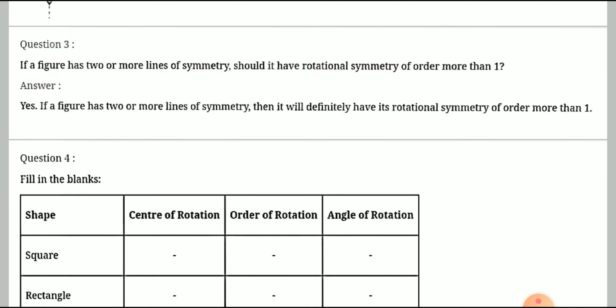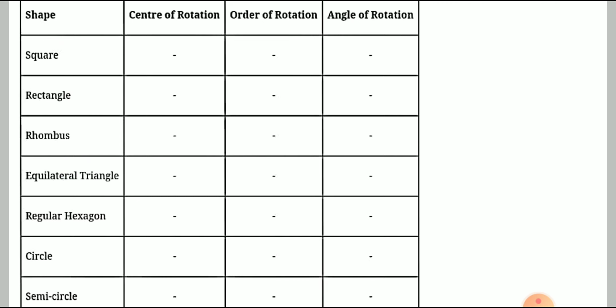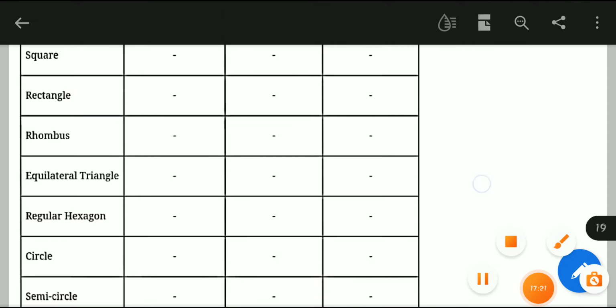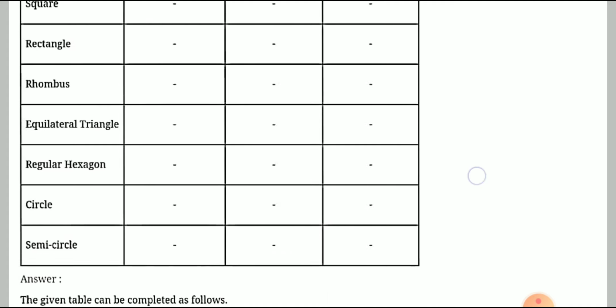Now question number 4, filling the blanks. Here first you make all these figures, square, and write the order of rotation, then the angle of rotation. Rectangle, so square, draw this. This is not a square, this is a rectangle. Wait a minute. Okay, first we draw a square, then mark the center of rotation. The meeting point of the diagonals is the center of rotation, and the order of rotation is 4 and the angle of rotation is 90 degrees. Like this you have to write.